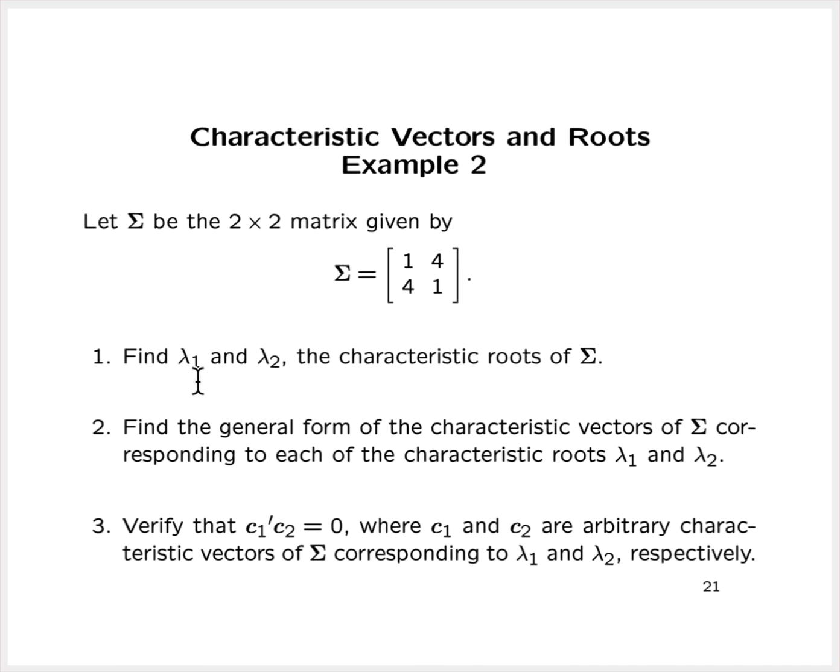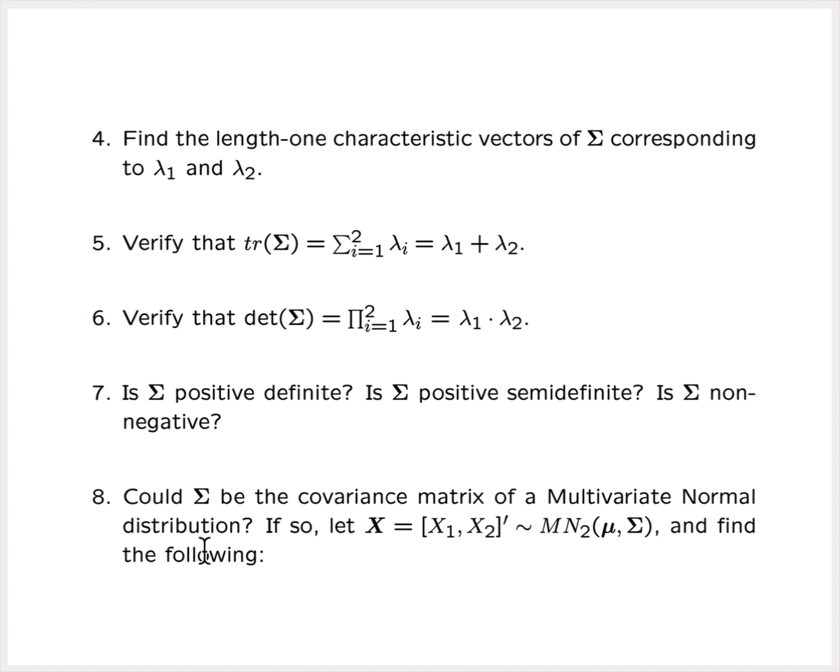So again, we want to do the same thing. I'm going to give you lambda 1 and lambda 2, the two characteristic roots of this matrix, and then we're going to answer the same questions. Find the length 1 characteristic vectors of cap sig corresponding to these characteristic roots. Verify the trace is equal to the sum of the characteristic roots, and that the determinant is equal to the product of the characteristic roots. Determine whether the matrix is positive definite, positive semi-definite, or non-negative, and then answer the question: could it be the covariance matrix of a multivariate normal distribution?